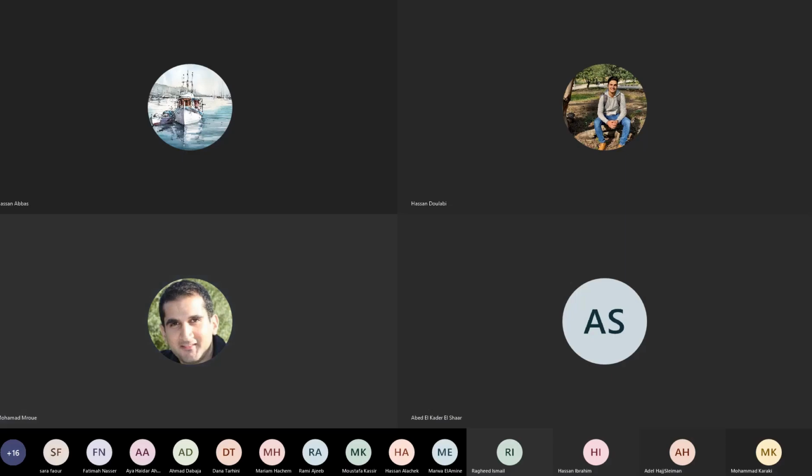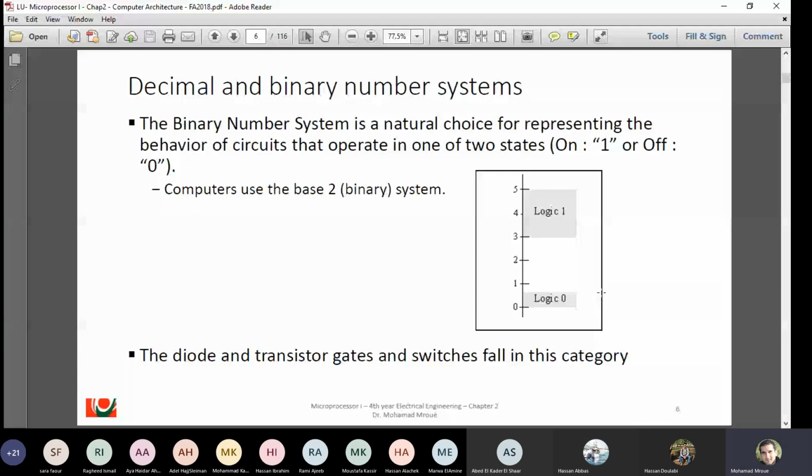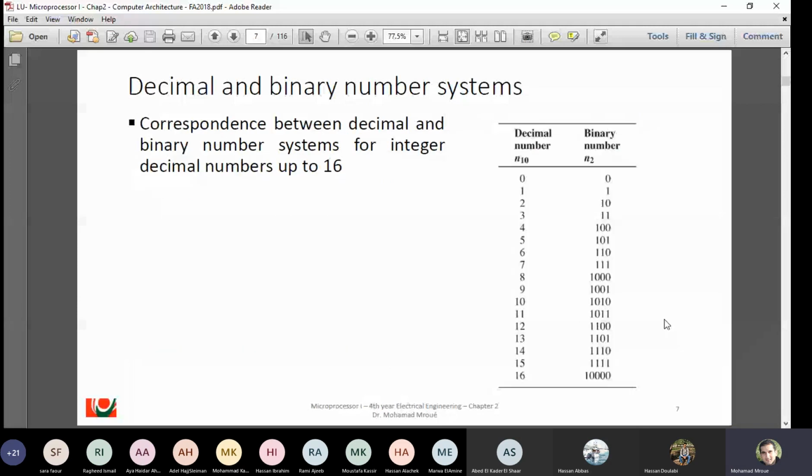It's logic 1. So the diode and transistor gates and switches fall in this category. Here we present the correspondence between decimal and binary number systems for integer decimal numbers up to 16. So 0 is equivalent to 0, 1 is 1, 2 is 1, 0, 3 is 1, 1, 4 is 1, 0, 0 and so on. Okay. Now I assume you remember how to convert from binary to decimal and the opposite.